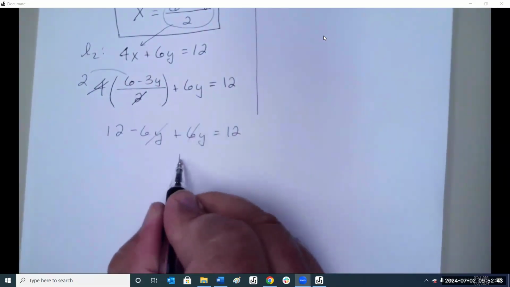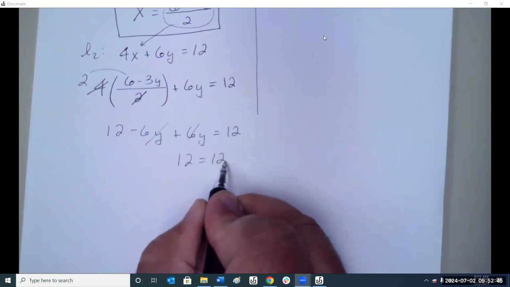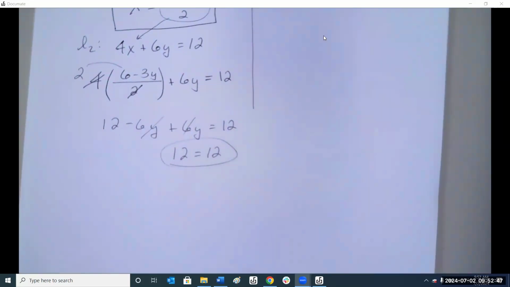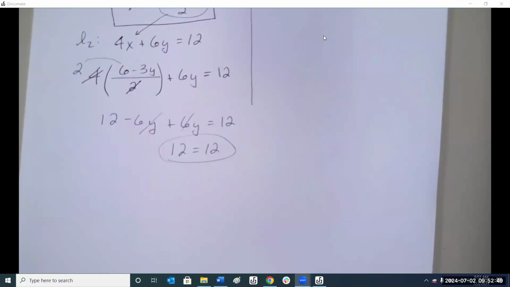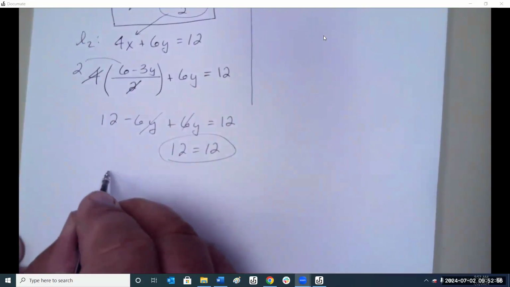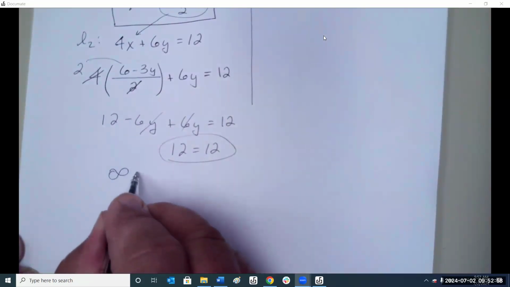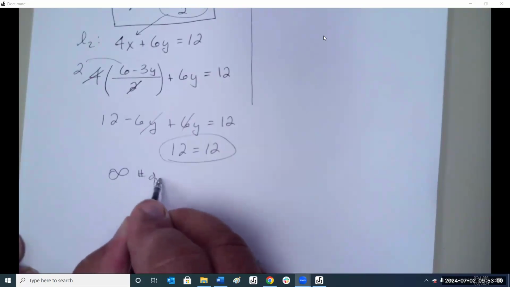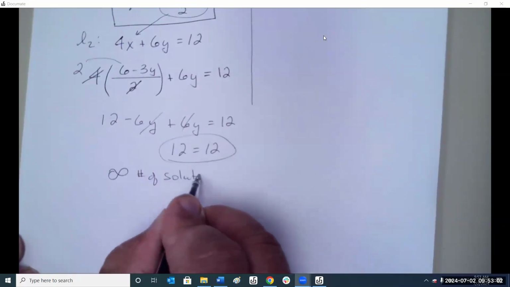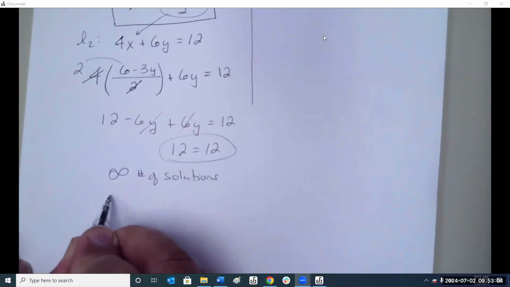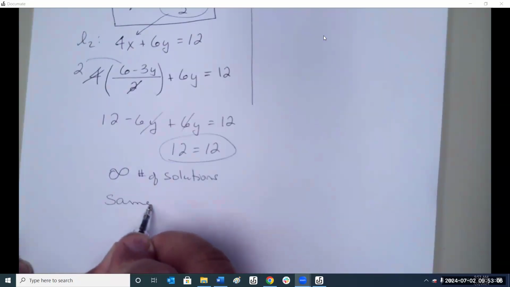Combine like terms. But since all the variables are gone, every point's an answer. No matter what x you put in there or what y, you get an answer. So we have an infinite number of solutions. They're the same line.